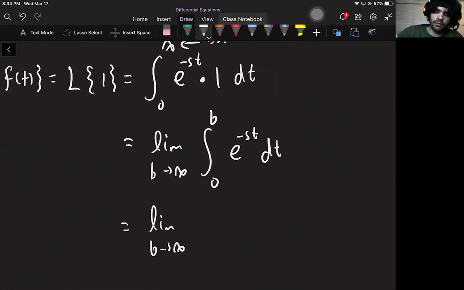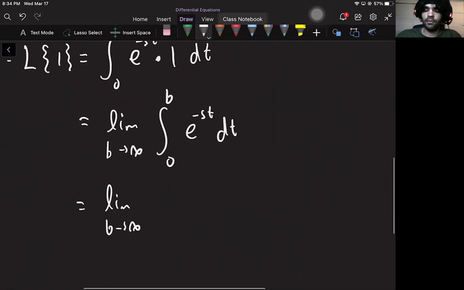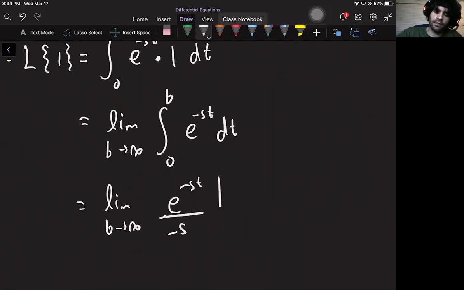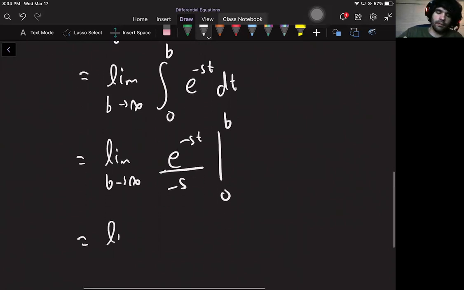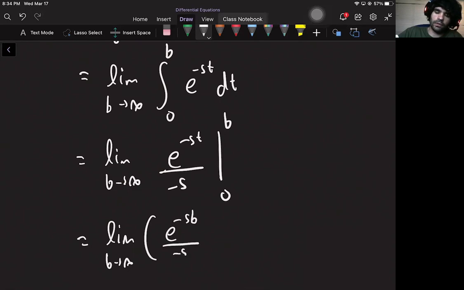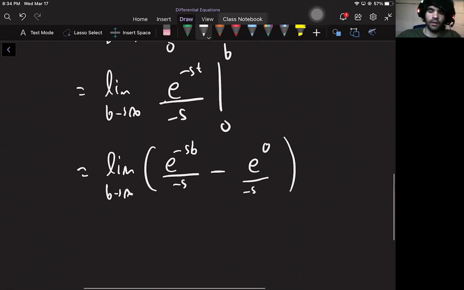Okay, so now I can do the integral. So what's the integral of e to the negative st? If I'm holding s as a constant, it's just e to the negative st divided by negative s. And now it's a definite integral, so I'm going from 0 to b. So then I plug in b, and I plug in 0, and I subtract, for t. I'm plugging it in for t.